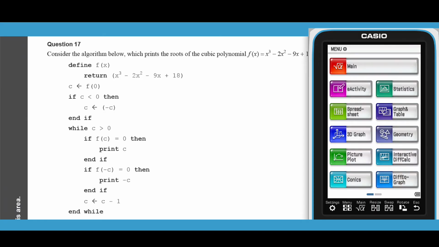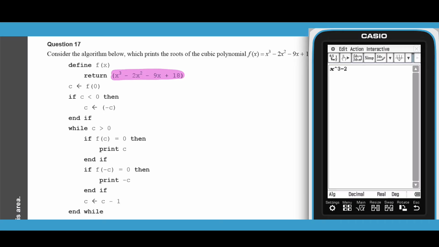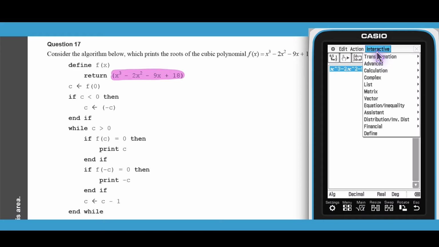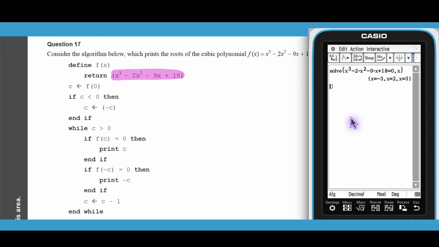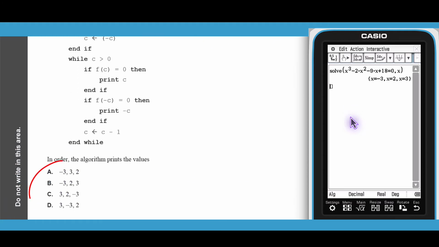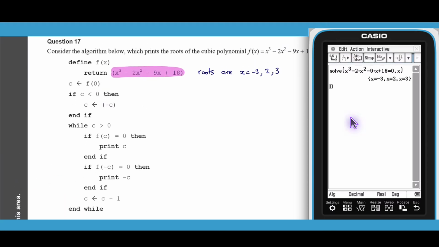Question 17 asks us to read some algorithmic code that will determine the roots of this cubic function. These roots can be found by setting the cubic equal to 0 and solving in ClassPad's main app. The roots alone, however, do not answer this question, as all the answers given contain the same 3 roots in different orders. So, the question is, in which order will this algorithm find the roots of f of x?